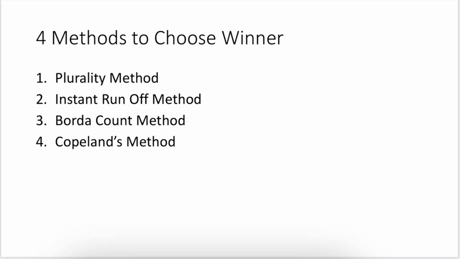To summarize, preference schedule voting is the type of voting where you list your preferences from first choice to last choice, and we have 4 different methods that we can use to determine the winner when we're looking at a preference schedule summary.